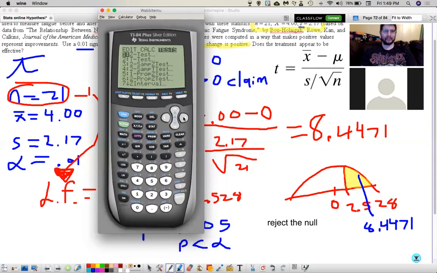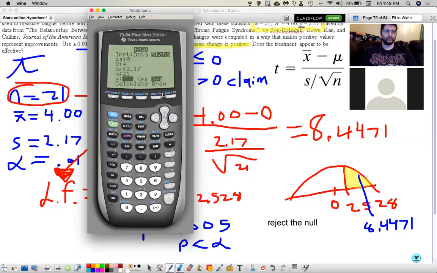So we're going to go to tests. It's a t-test, number 2. This time we're dealing with statistics though, so we're going to hit enter there. Mu was 0. X bar was 4. S was 2.17. N was 21. And it was a right tail. Yeah, right tail.